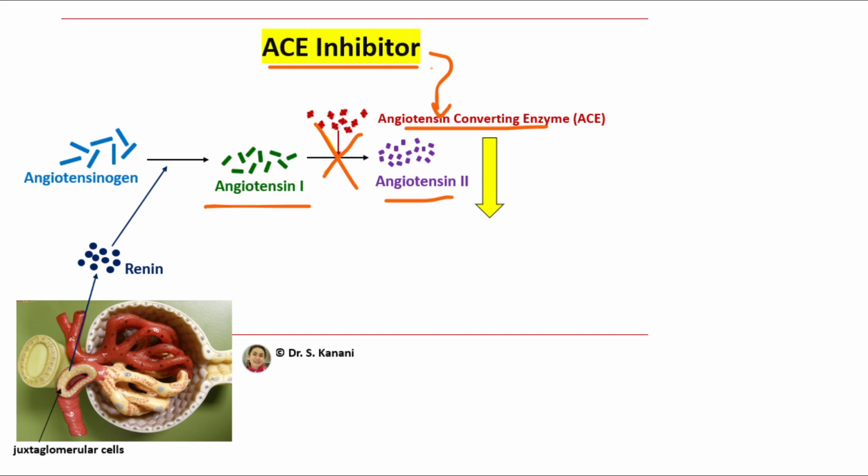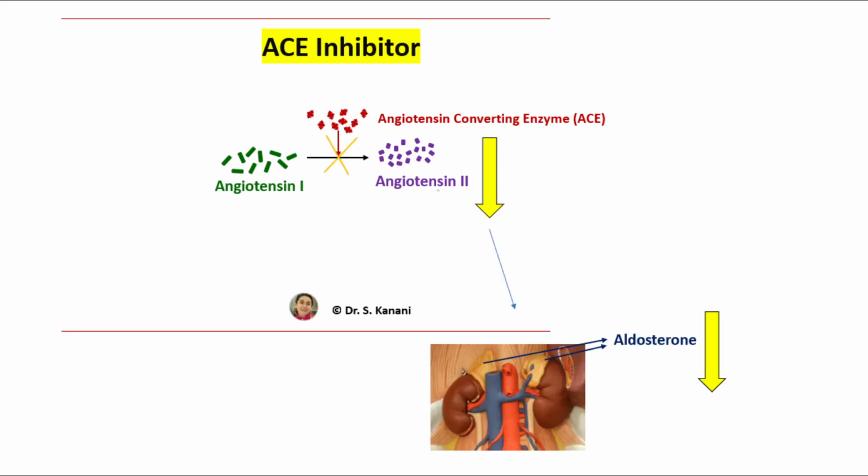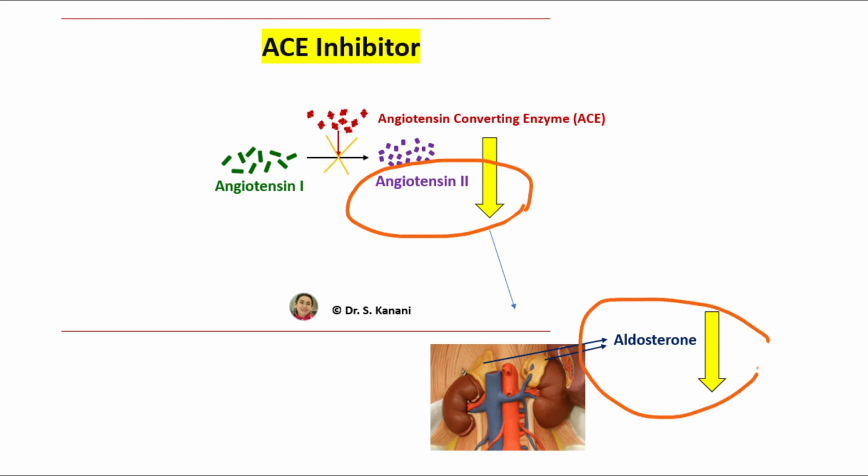So one of the effects of ACE inhibitor would be decreasing the level of angiotensin 2, and also we remember that angiotensin 2 is the one that has to stimulate secretion of aldosterone. So when we have a decreased level of angiotensin 2, clearly the result would be a decreased level of aldosterone. So we say, in short, the use of an ACE inhibitor decreases the level of angiotensin 2 and aldosterone.